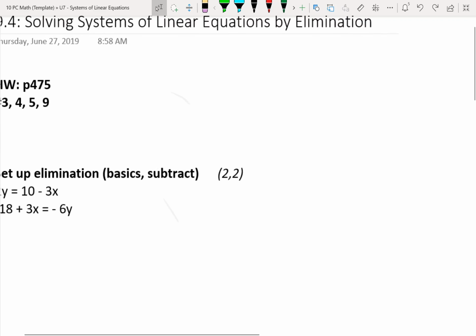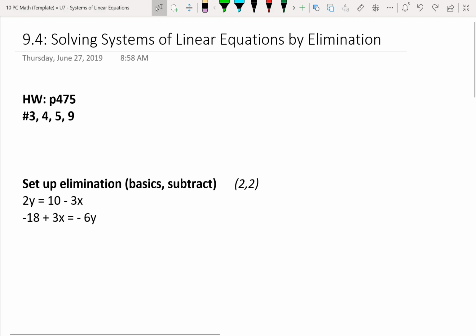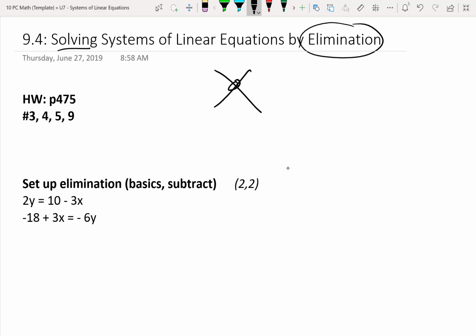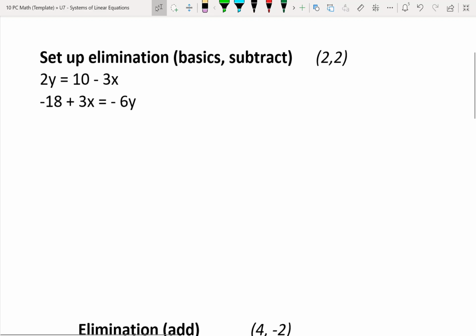All right, so last time we talked about how to solve using substitution. This is the other method for finding a point of intersection, which is called the solution to a system, which is 2 lines. Elimination, new method. Okay, so let's do the basics.